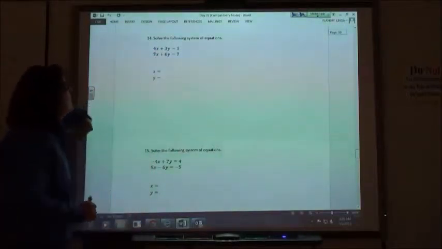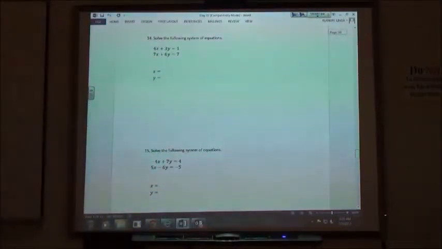So we want to look and say, okay, do I want to get rid of the x's or the y's? What do you think? Let's get rid of the x's. If we want to get rid of the x's, we want to think about our least common multiple of 4 and 7, which would be 28. We're going to make one of them positive 28. The other one needs to be a negative 28.